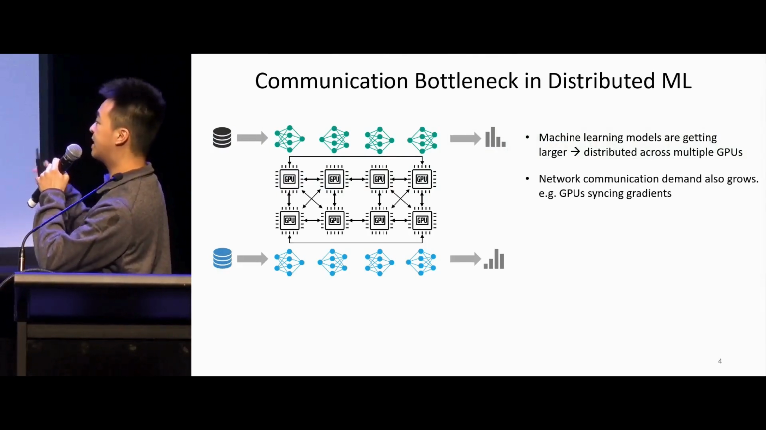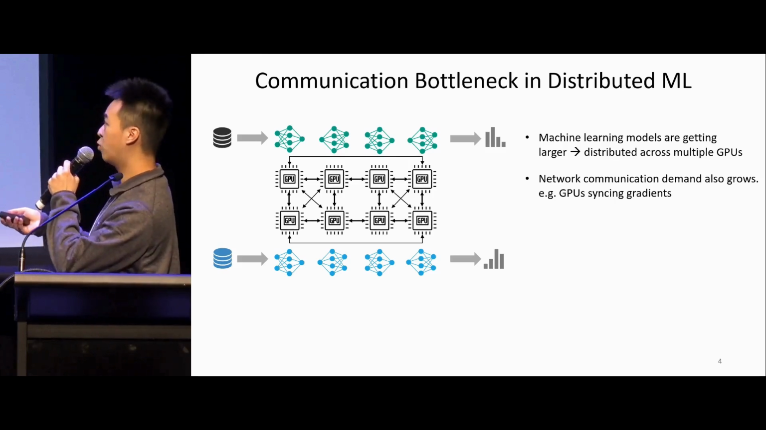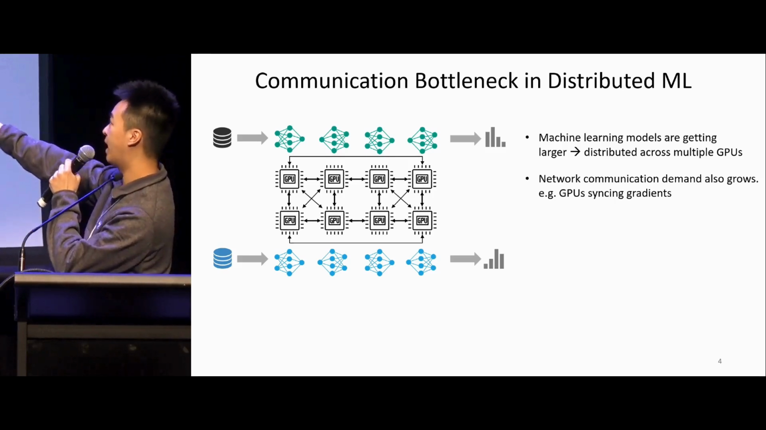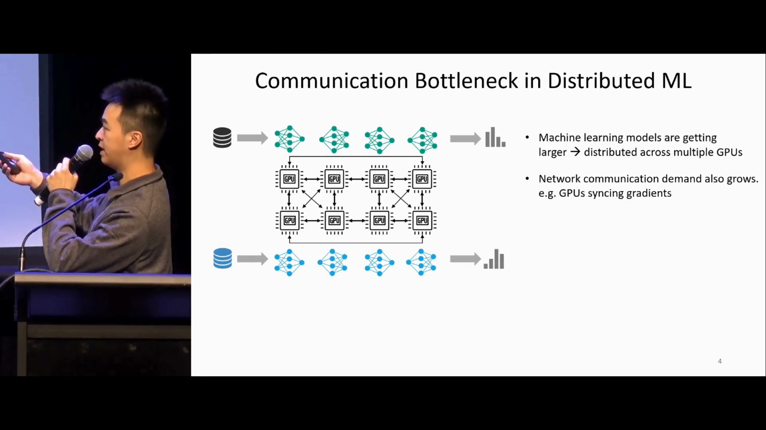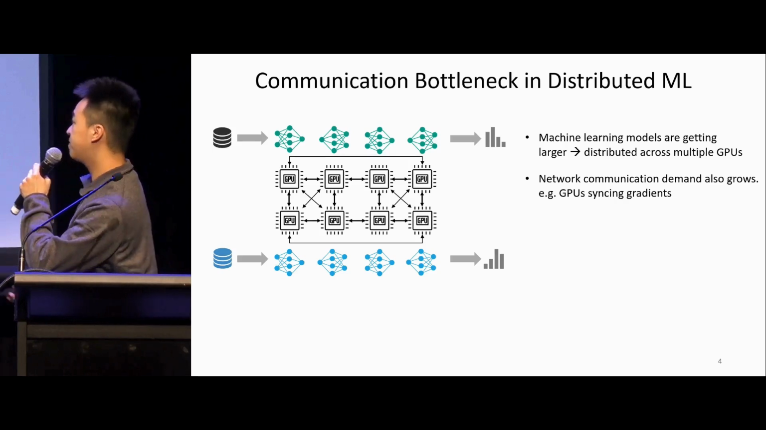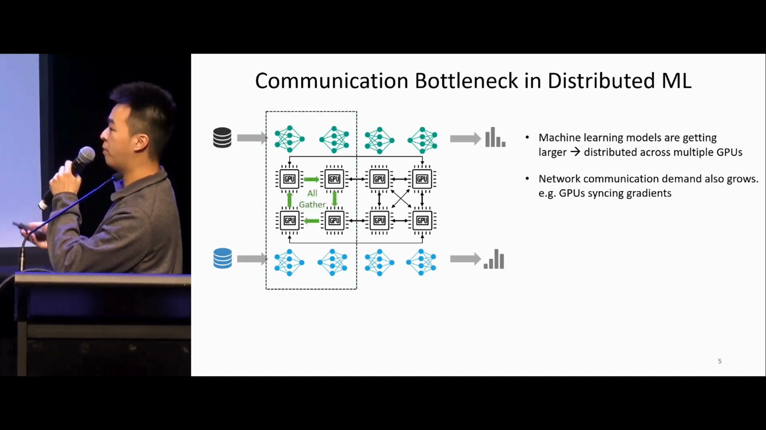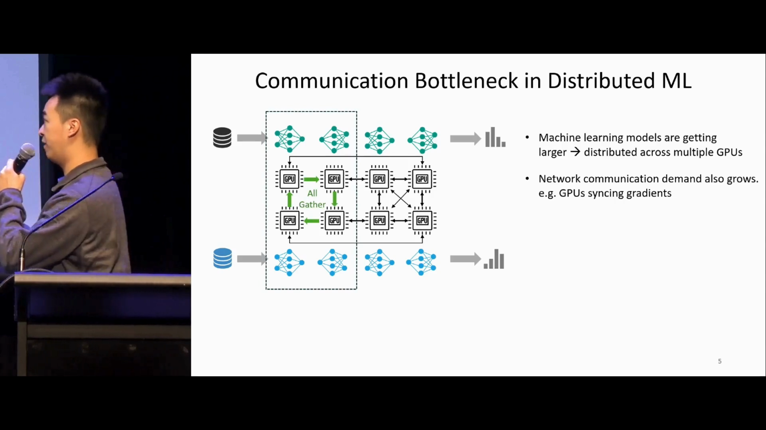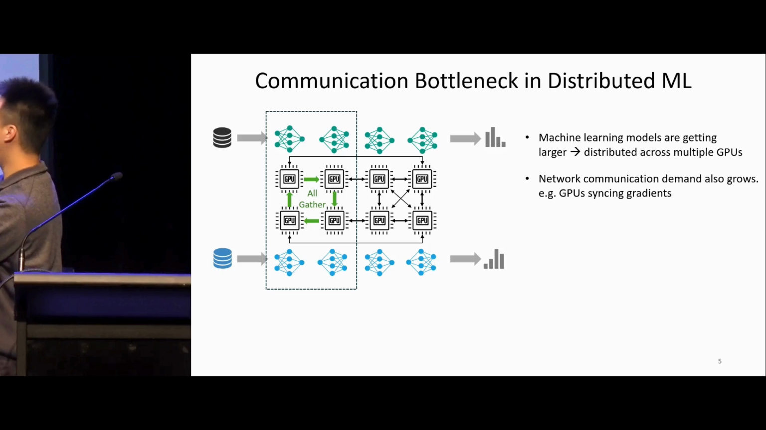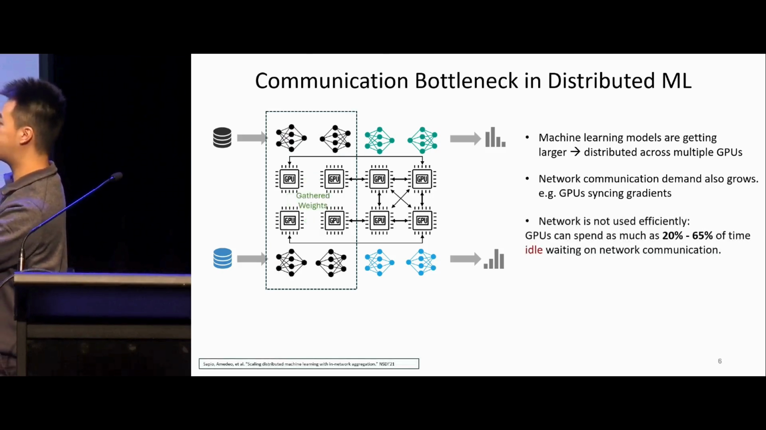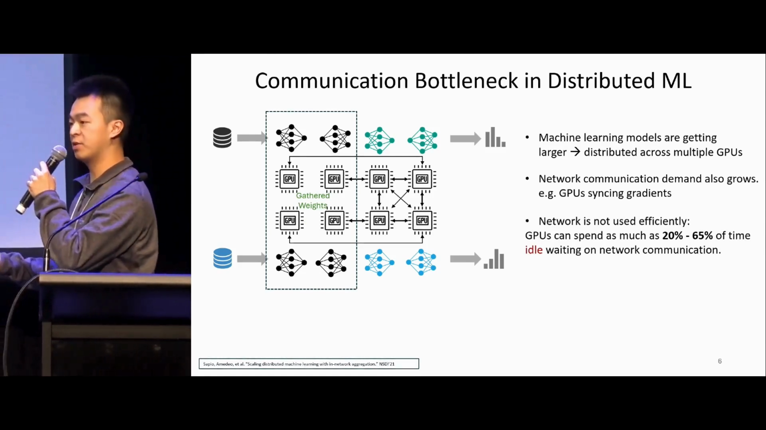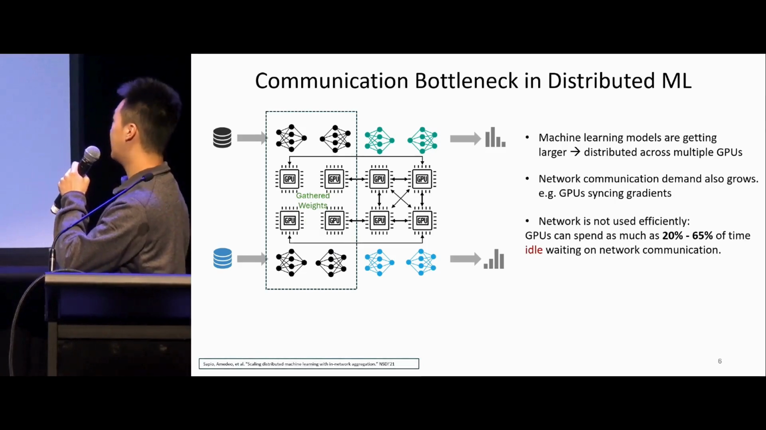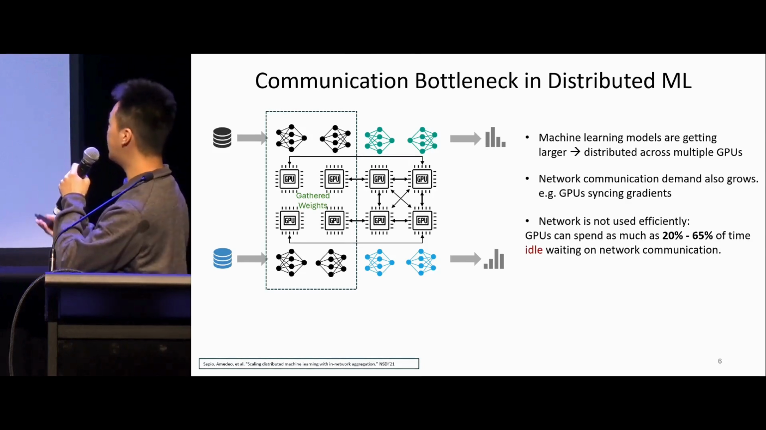So one common scenario for this kind of communication is when in a data parallel training pipeline, sometimes GPUs want to sync gradients periodically. So in this case, they would perform a collective communication primitive called allGather, where GPUs collect gradients from each other to sync weights. Unfortunately, this kind of collective communication is very inefficient. Data shows that GPUs can spend as much as 20% to 65% of time idle waiting on network communication.